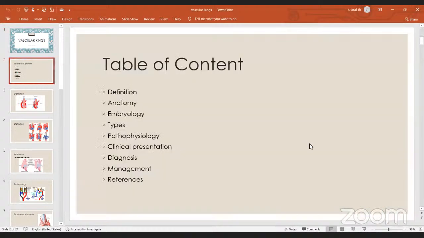So now, talking about vascular rings. In this presentation, we'll go over the definition of vascular rings, anatomy and embryology, and discussion of the different types of vascular rings, pathophysiology with clinical presentation. And lastly, we'll end up with diagnosis and management.